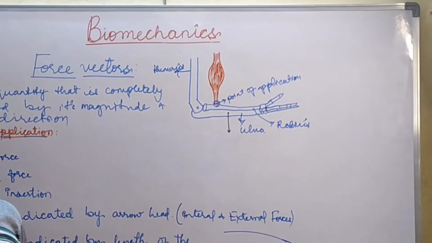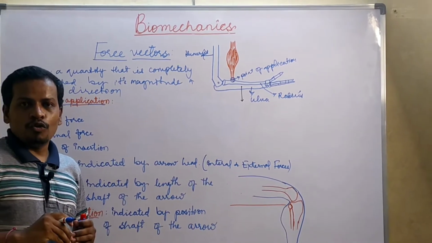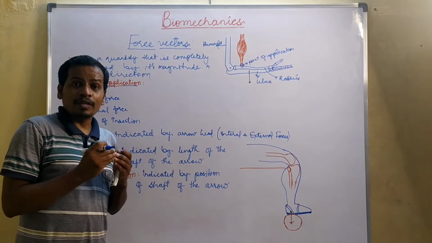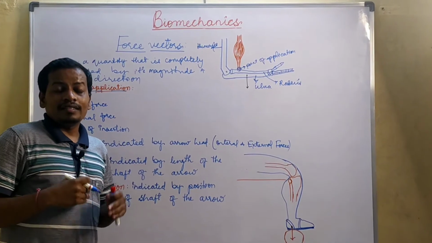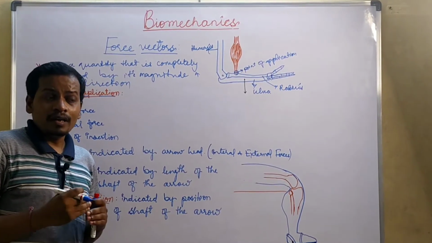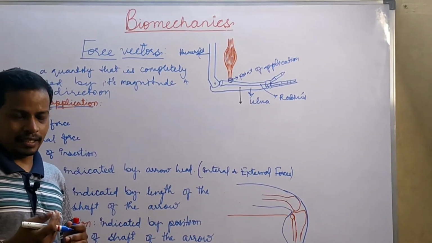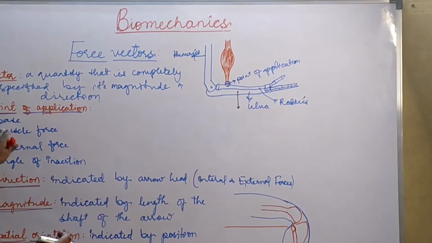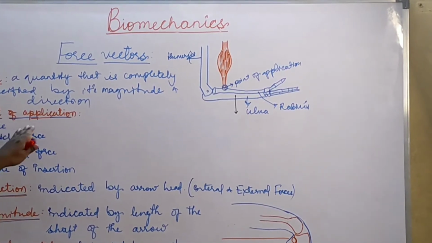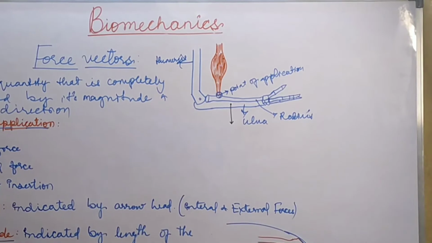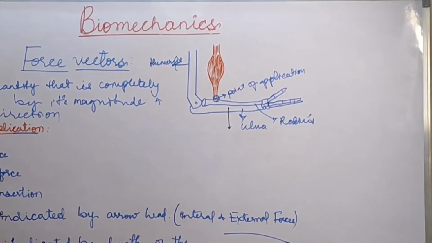And the point of application of an external force depends on whether the force results from gravity or from resistance applied by some means of physical contact. Okay, this is the base with respect to the point of application, with respect to muscle force, and with respect to external force. And what is the angle of insertion?